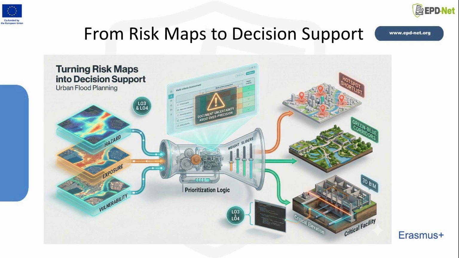Decision support is about ranking and robustness. Finally, produce outputs that decision-makers can use: a short list of hotspots, a set of candidate corridors for green-blue networks, and a clear explanation of assumptions. One practical extension is to connect map outputs to asset information. BIM or asset registers can encode critical elevations, access constraints, and service dependencies, while parametric workflows can generate and compare intervention layouts under the same rules.